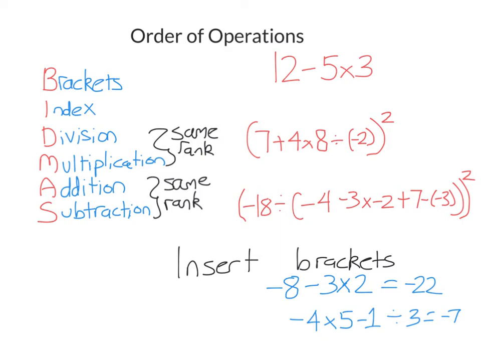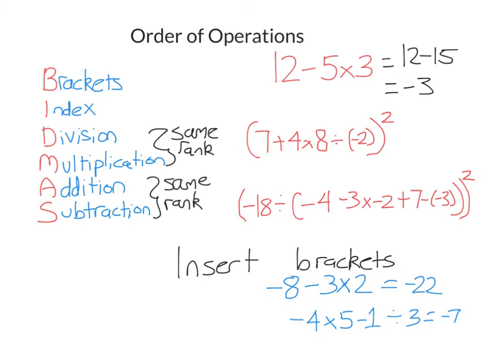12 minus 5 times 3. A lot of people would be tempted to do the subtraction first, but our order of operations says multiplication is before subtraction. So the way we do this, showing my working, I'd go 12 minus 5 times 3 is 15. All I did to get from here to here is do this first. 5 times 3 is 15. And 12 minus 15, now that we know directed numbers, we know is minus 3.